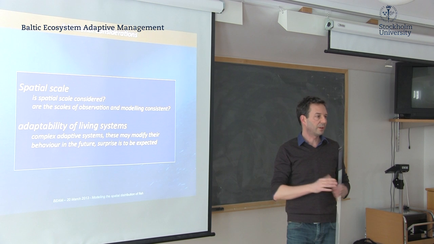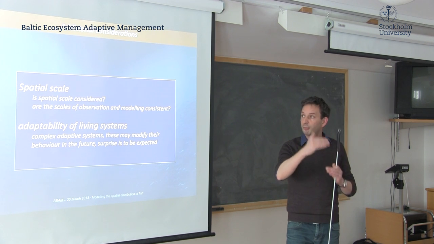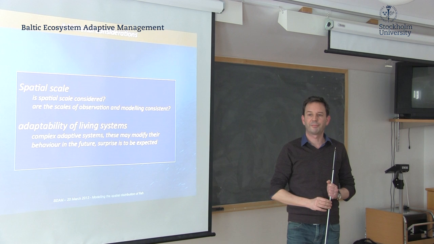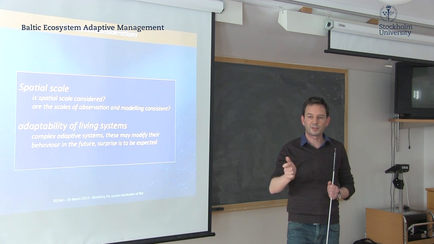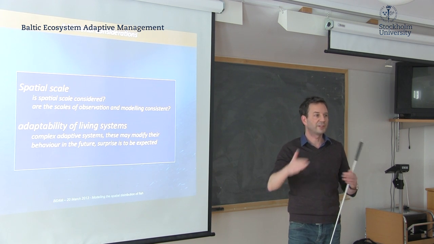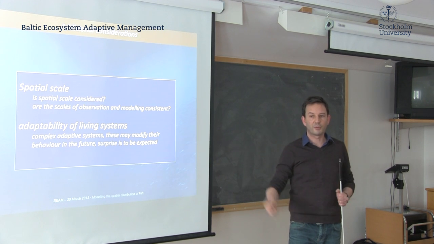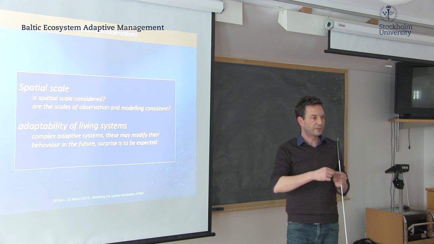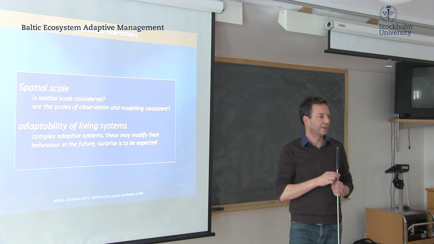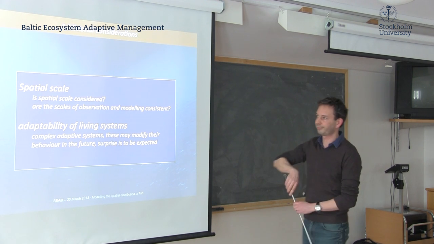The scale of your model is the whole Barents Sea in blocks of 10 by 10 kilometers. So here you have a problem of inconsistency between what the model is doing, that is predicting densities over very large areas, and what your observations are giving you, which is observed density on very small areas. And you have to reconcile the two.